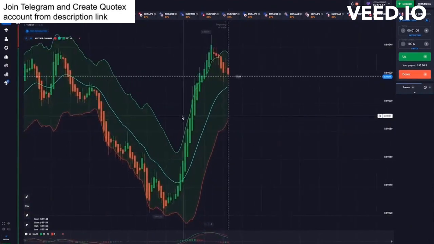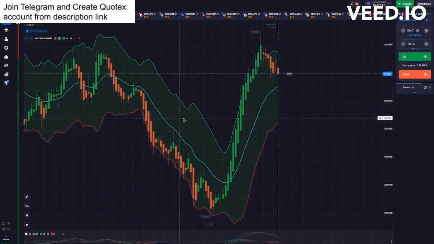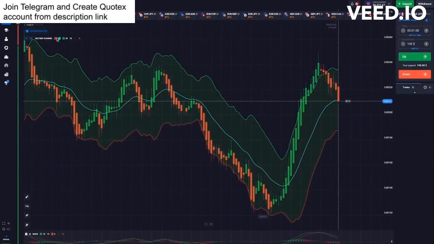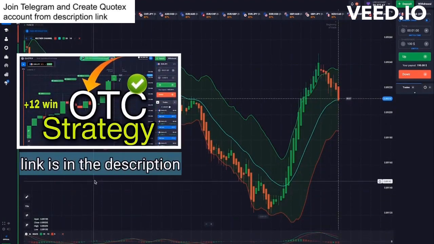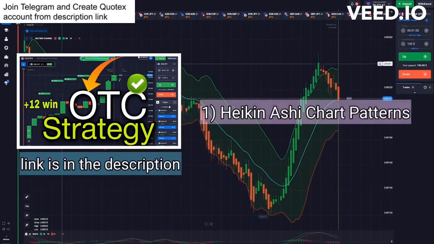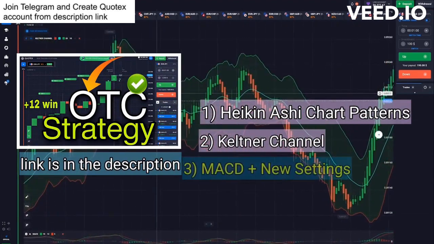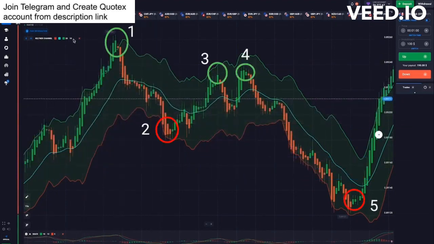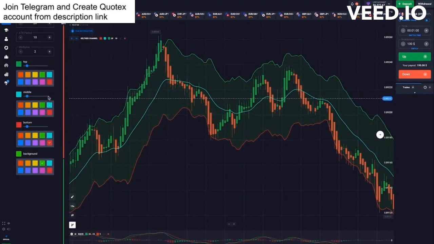To make an old strategy more profitable, we have added another indicator. And if you set its settings in the way we mentioned, your old strategy will be updated and become more accurate. Last time we traded on the same strategy, candlestick chart patterns and the Keltner channel, these two components. But today we will add a MACD indicator and change its settings so that we get an accurate signal.